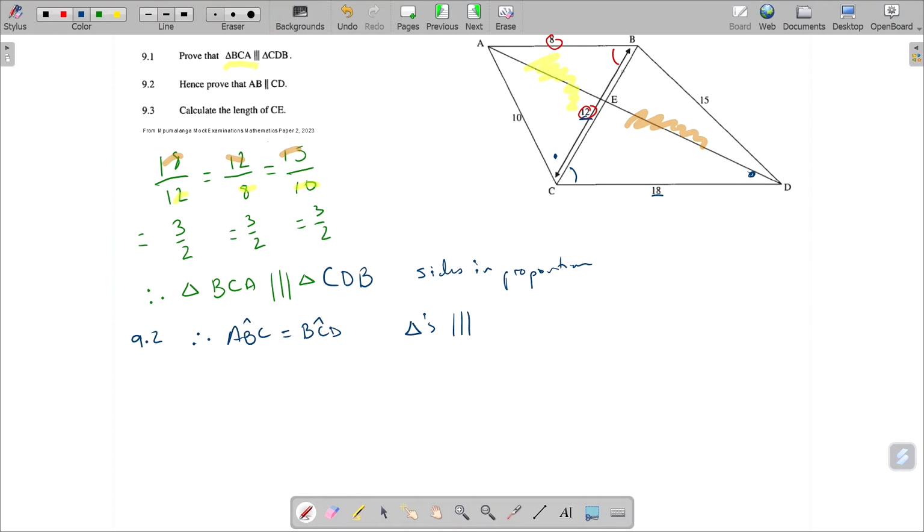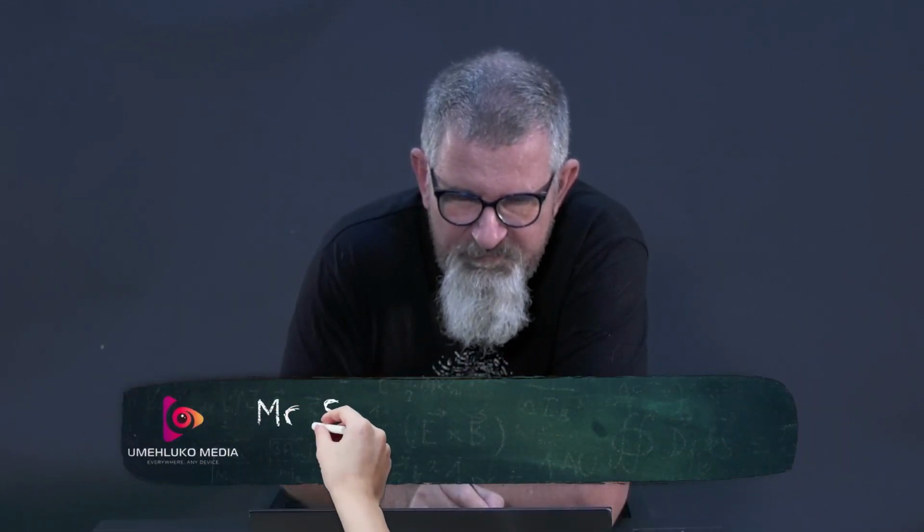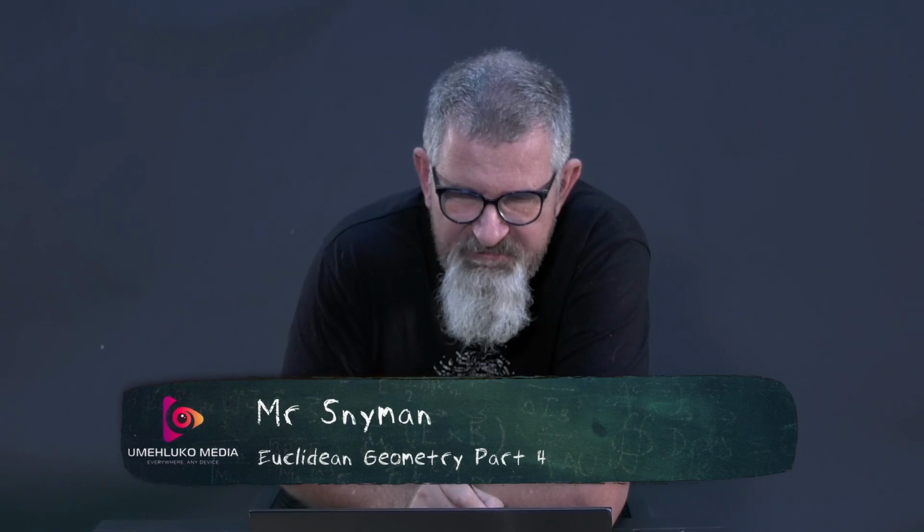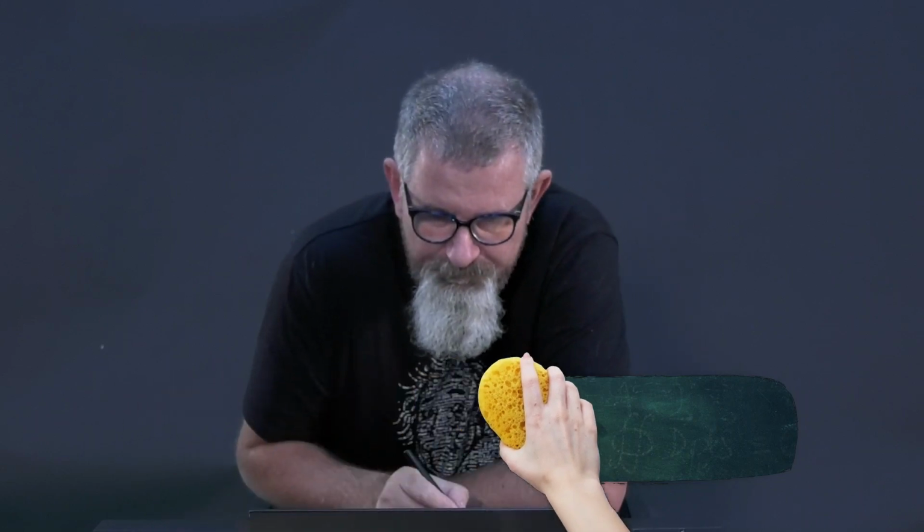But if those two angles are equal to each other, then we have an alternate pair, and therefore we know that that length AB or side AB will be parallel to side CD because alternate angles are equal. Okay, so 9.2 followed quickly on from 9.1, and generally speaking in an exam, I think the mark allocation would have given you a good indication of that.